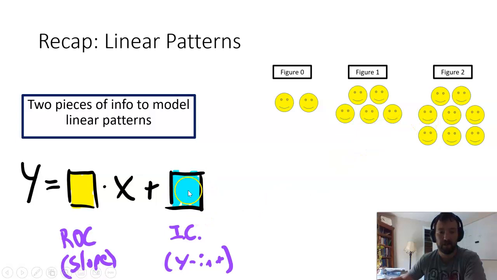And then remember this yellow box and this blue box. The yellow box gives you the rate of change, whatever number goes in there. So in this case, the number to put in the yellow box would be 3. And the number you put in the blue box is the initial condition. That would be 2, because initially at figure 0, there are 2 smileys. And so there are 2 pieces of information that a linear function has. You have to put 2 numbers in these boxes, and that's exactly because there are only 2 pieces of information you need to make a linear pattern. Just tell me how much to start with and tell me the rate of change, and that tells you everything you need to know about the pattern.